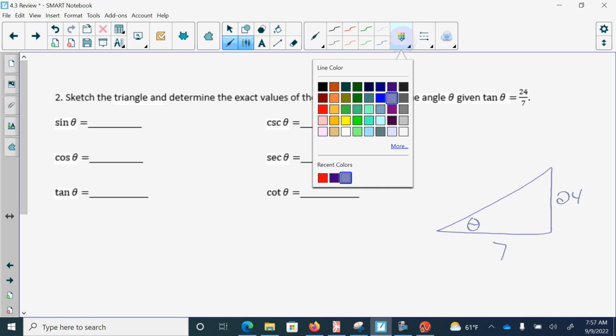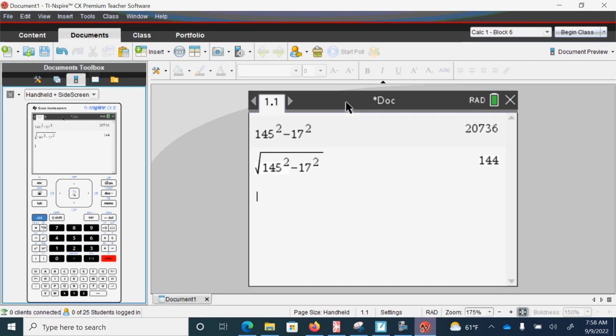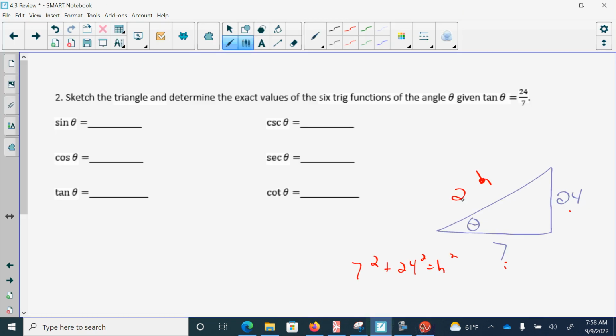Now I'm going to have to use the Pythagorean theorem to find my missing side here, which I'll call H or whatever. So I'm going to say 7 squared plus 24 squared is equal to H squared. I'm adding these two because I have the two legs. 7 squared plus 24 squared is equal to that large number, and I need to take the square root, so I'm going to take the square root of that number, and I end up with 25. So this will be 25.